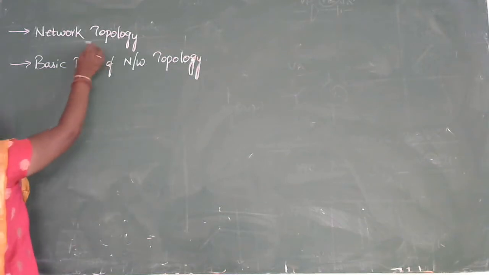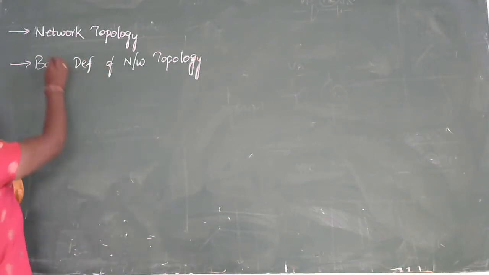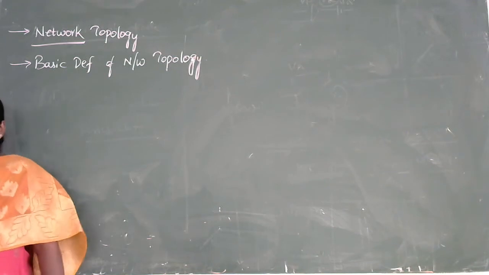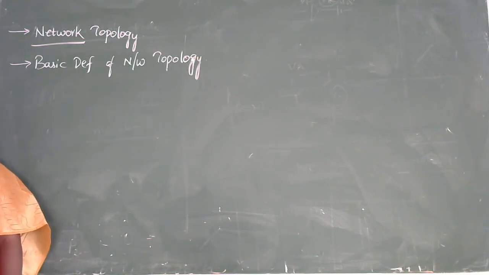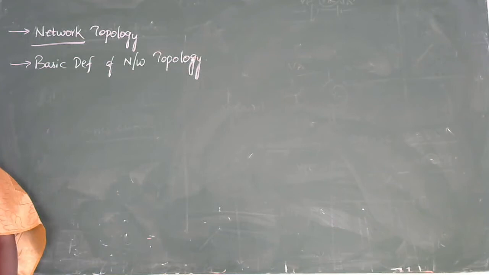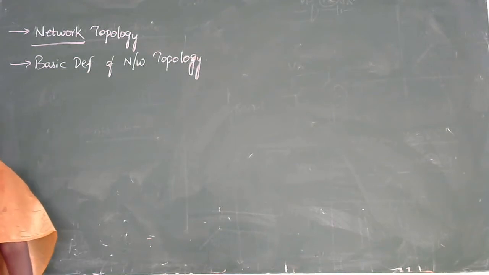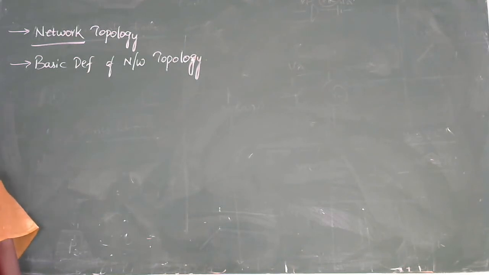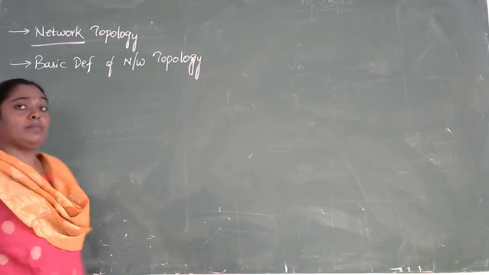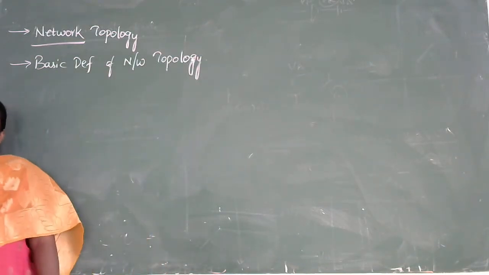Before going for the network topology, first we should know what is meant by a network. A combination of elements is called a network. In a network, we will be having more than 2 or 3 elements. The representation of a network in a graphical manner is called a topology.